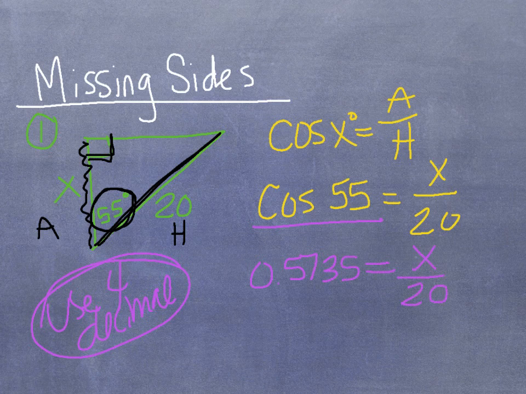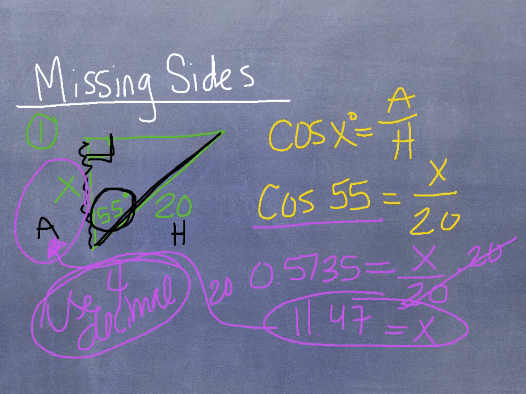So now, hopefully you're seeing that with x over 20, in order to get x by itself, I need to multiply by 20 on both sides. And that will cross that 20 out. So now all you have to do is 20 times 0.5735, and you will get x equals 11.47. This represents the missing side, the adjacent side, right here.